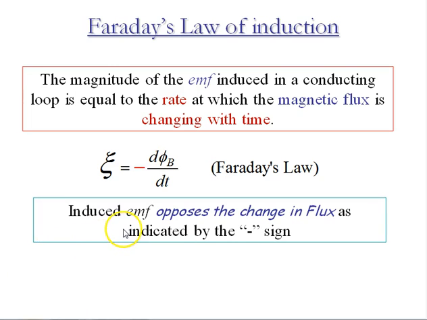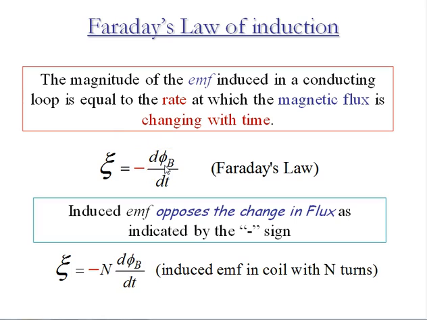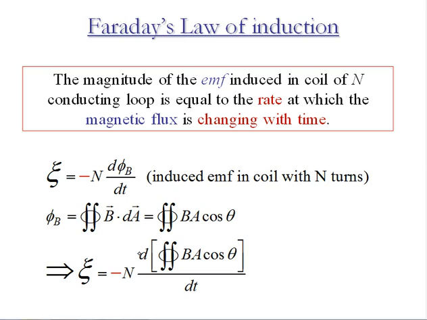So the induced EMF opposes the change in flux, that's what that negative sign means. That we'll look at with Lenz's law. Right now we'll just look at the rate that flux changes with time. If we have n coils instead of just one coil, if we have two coils, we have to multiply by 2 times the rate that the flux changes with time, n times.